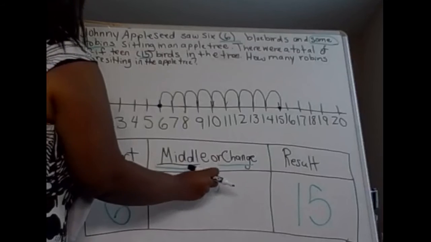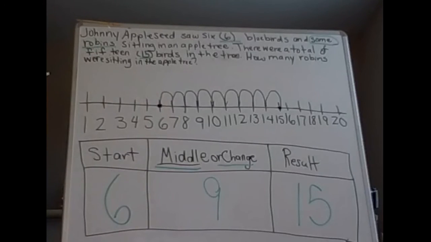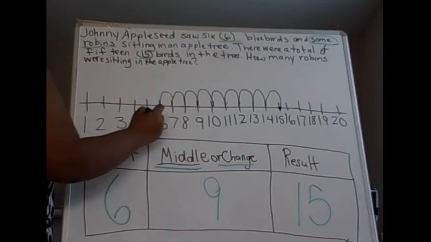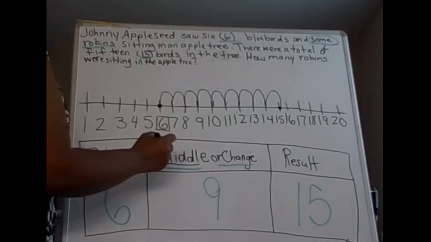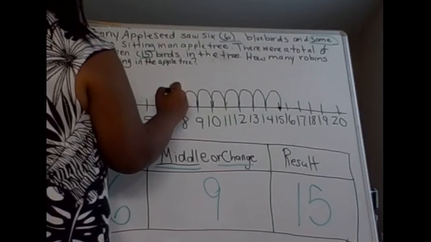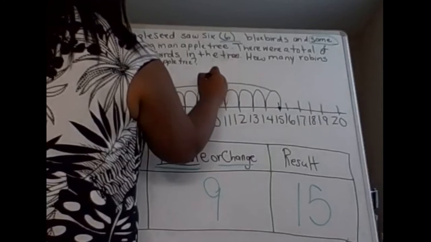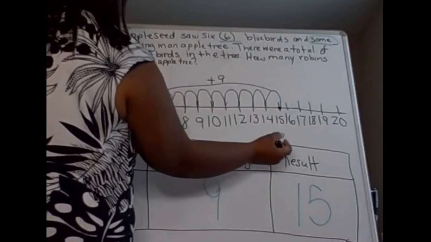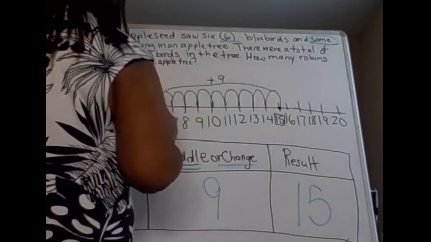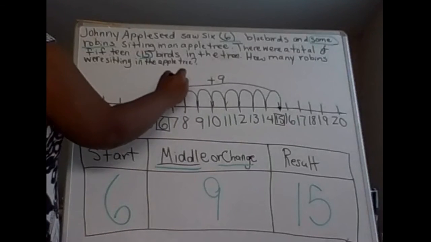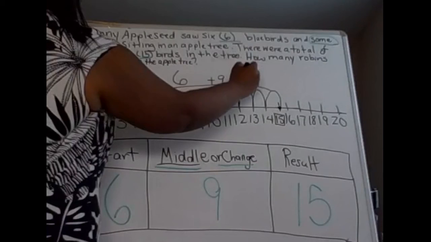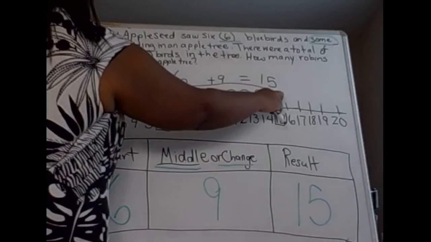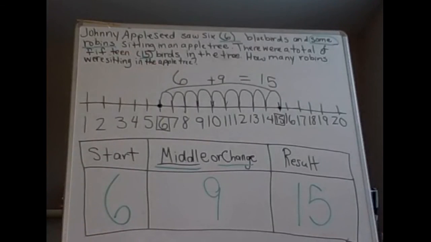I wonder what will be my new equation now. I got the start, which was 6. And then I've got the middle number, which was 9 hops. And then I ended up at 15. Now I can write my equation. 6 plus 9 equals 15. Now you try with your family.